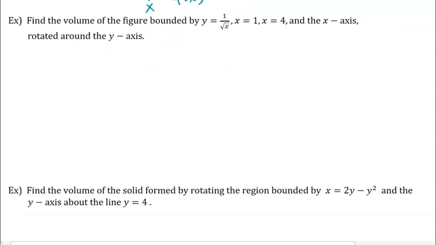Okay, so let's do another example here. Find the volume of the figure bounded by y equals 1 over root x from x equals 1 to 4, and the x-axis, we're again rotating around the y-axis.